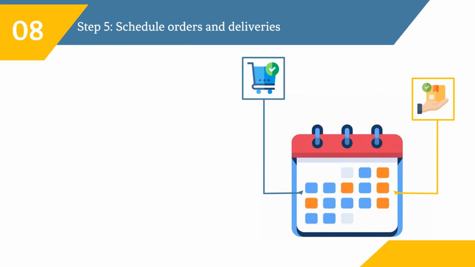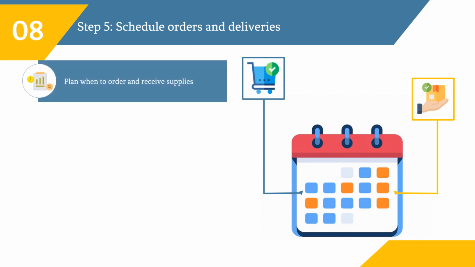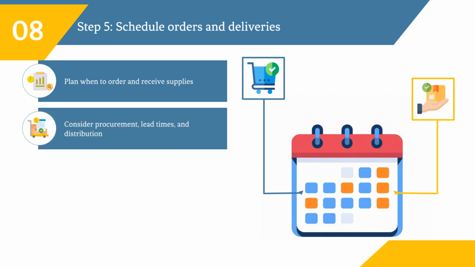Finally, after the supply plan is approved, it's time to create a detailed schedule for ordering and receiving supplies. This step ensures that every function of the supply chain is aligned and ready to act. In the final step, you will develop a supply schedule that outlines exactly when to order and receive products. This schedule should take into account procurement lead times, supplier lead times, and in-country distribution timelines.